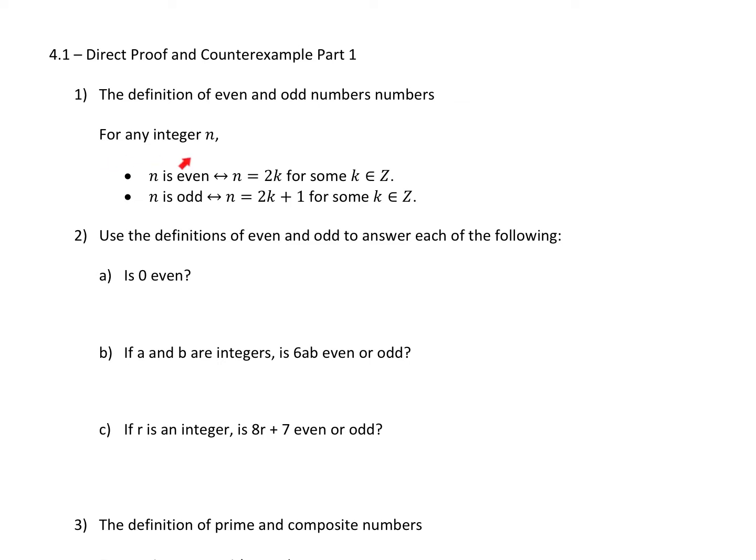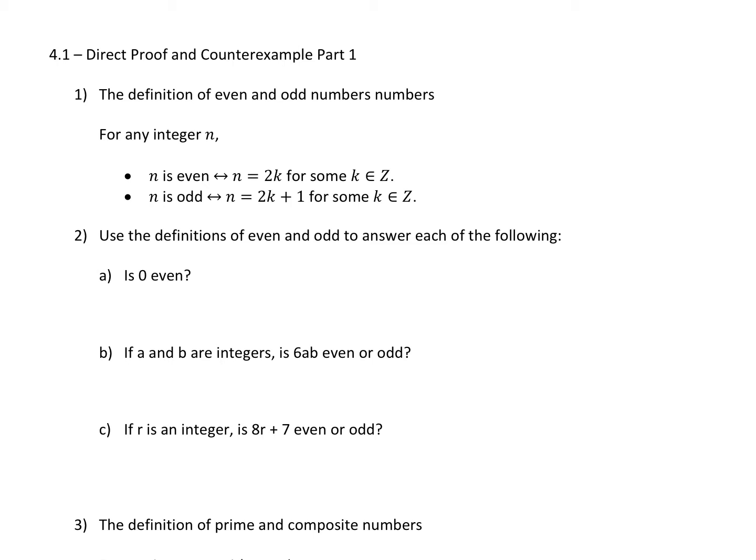So it says, for any integer n, n is even if and only if n is twice an integer. N can be written as twice some integer. And n is odd if and only if n can be written as twice some integer plus 1.